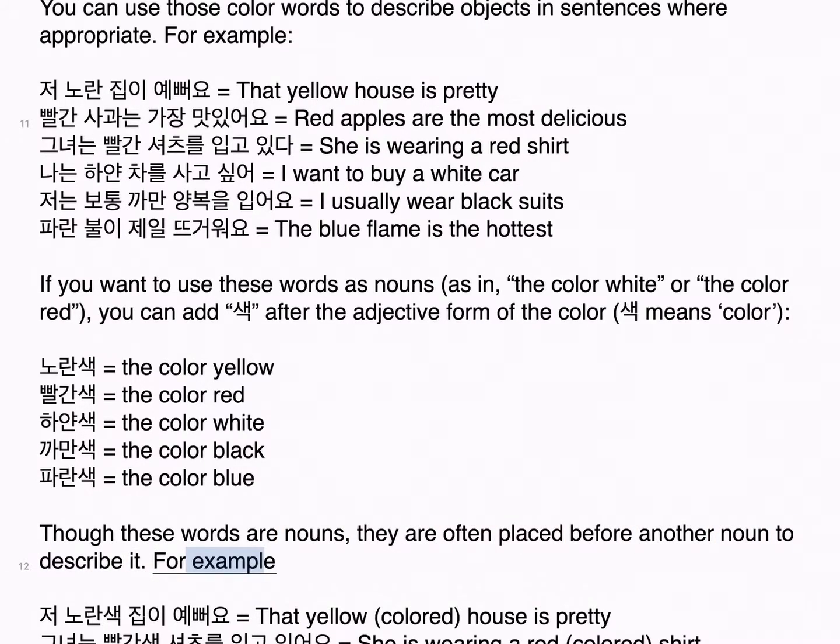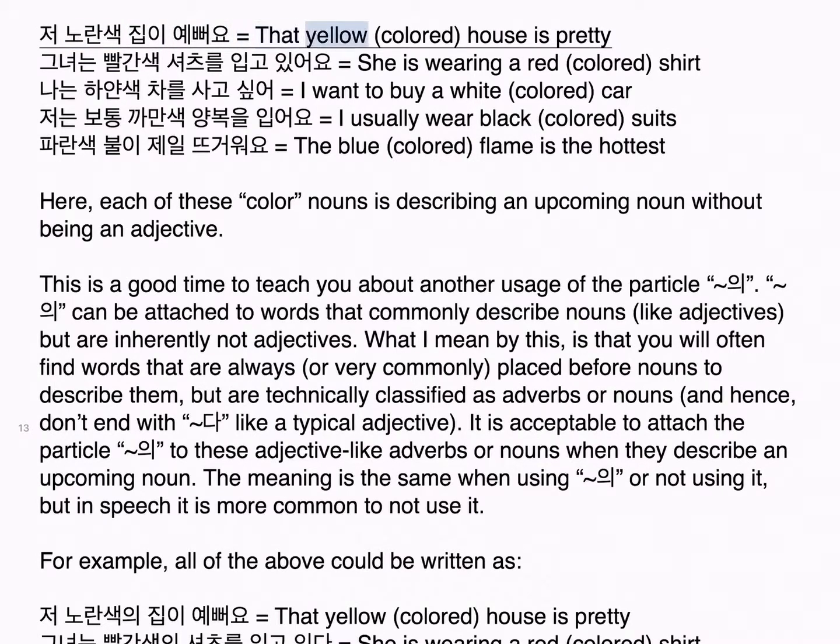For example, 저 노란색 집이 예뻐요. That yellow-colored house is pretty. 그녀는 빨간색 셔츠를 입고 있어요. She is wearing a red-colored shirt. 나는 하얀색 차를 사고 싶어. I want to buy a white-colored car. 저는 보통 까만색 양복을 입어요. I usually wear black-colored suits. 파란색 불이 제일 뜨거워요. The blue-colored flame is the hottest. Here, each of these color nouns is describing an upcoming noun without being an adjective.